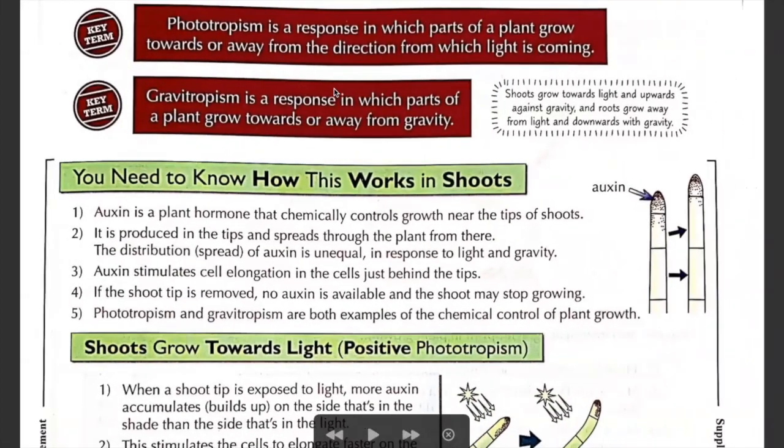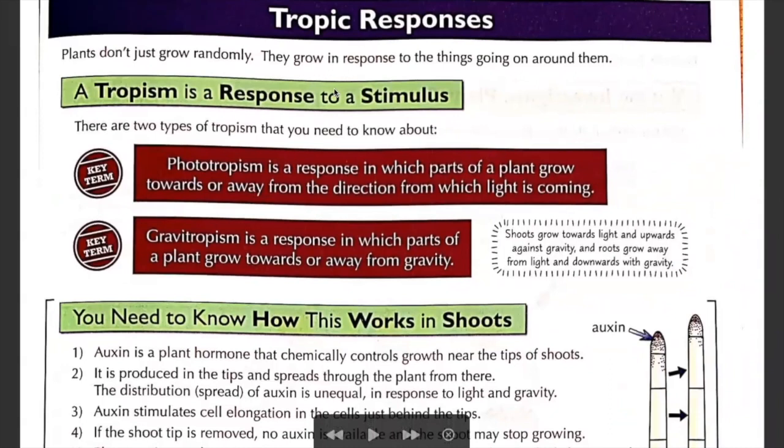Okay, the next one is about tropic response. Okay, so let's go. So tropism is a response to a stimulus. Okay, ataupun you can say tropism is a plant response. Sebab kita nak baca pasal plant. It's a plant response towards the stimulus. Stimulus could be anything. Okay, it could be any change in the environment. But right now we are focusing on two types of stimulus, which are light dan juga gravity.